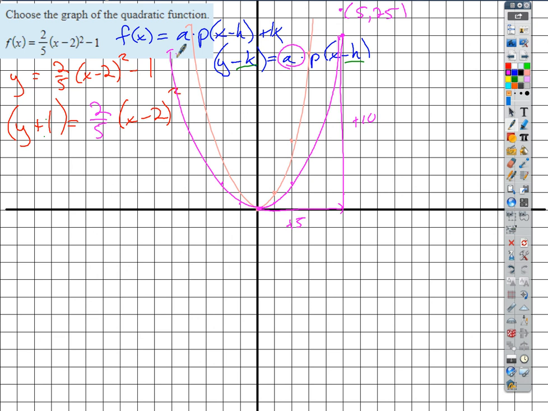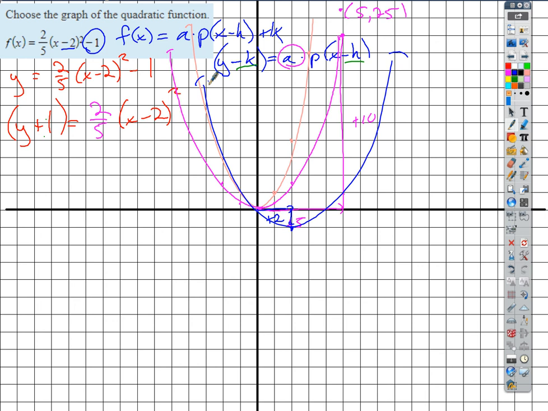Right, so there's our squished graph, and now that we've got the squished graph, now we can do the translation. So we're going to go down 1 and right by 2. So we'll drag this whole thing right by 2 and down by 1, and that's where it ends up. It's going to be a wide graph that's been squished that has a vertex there.